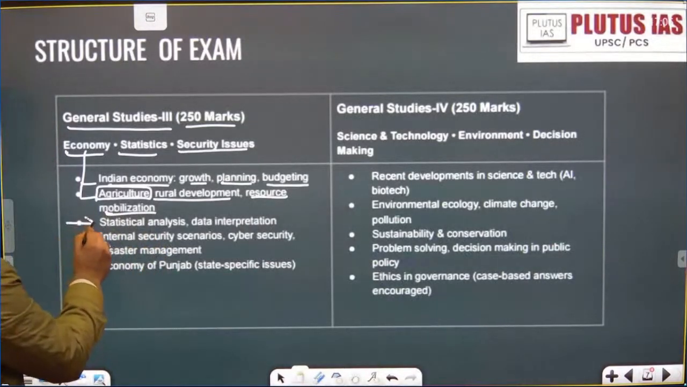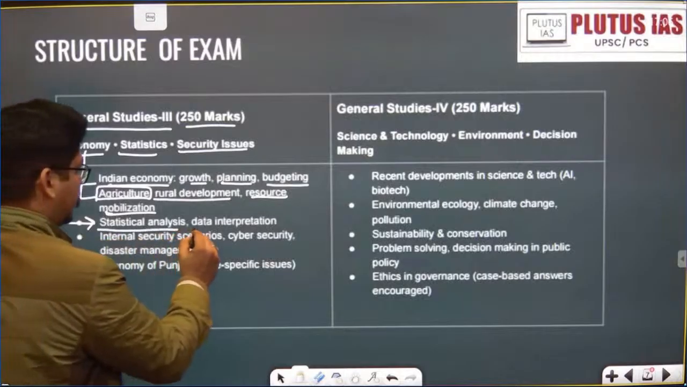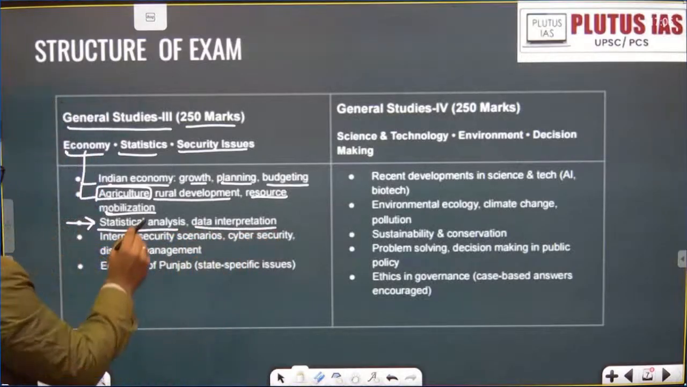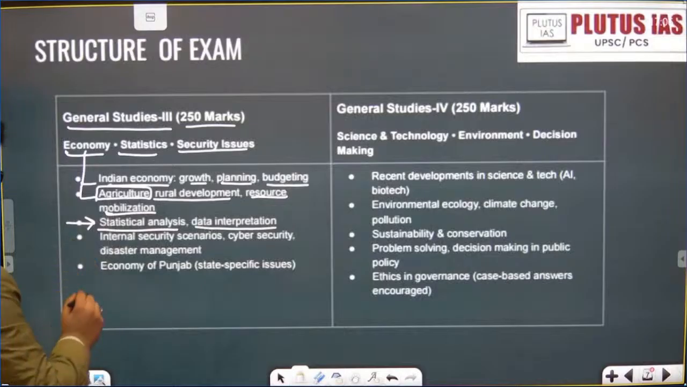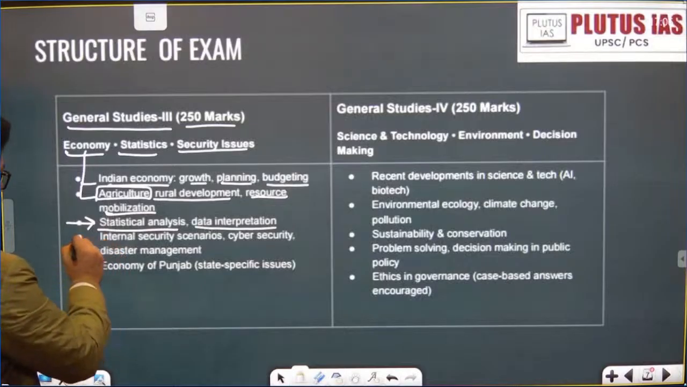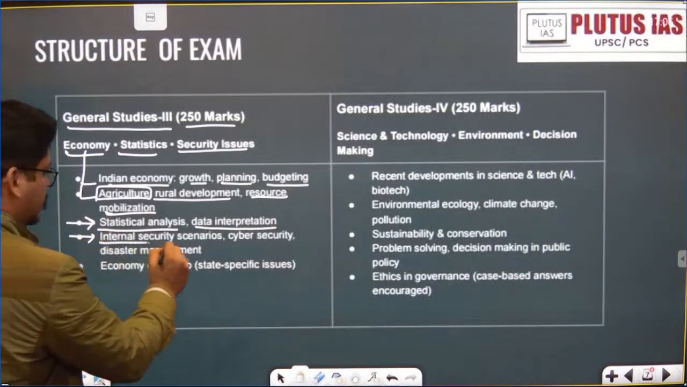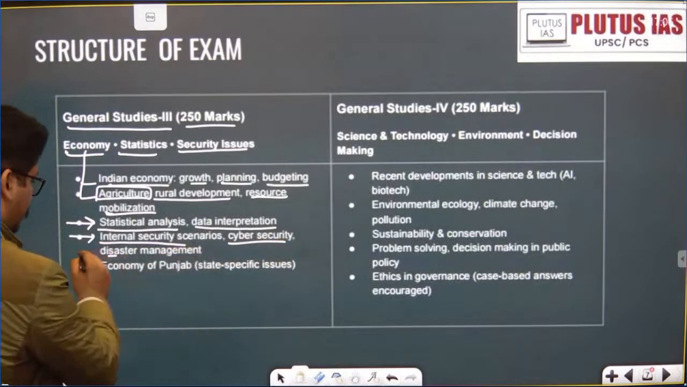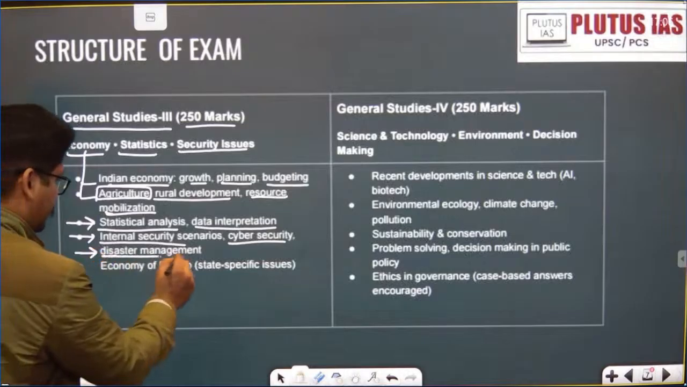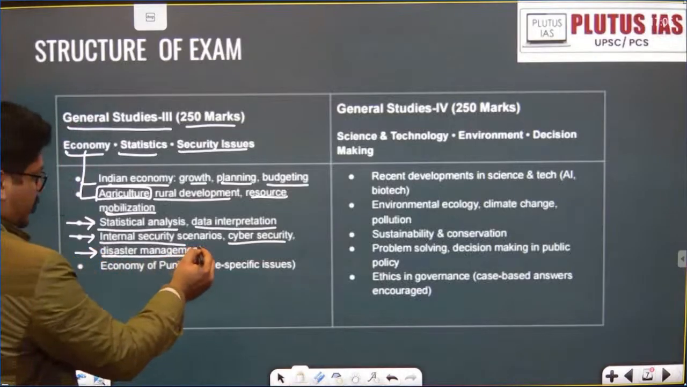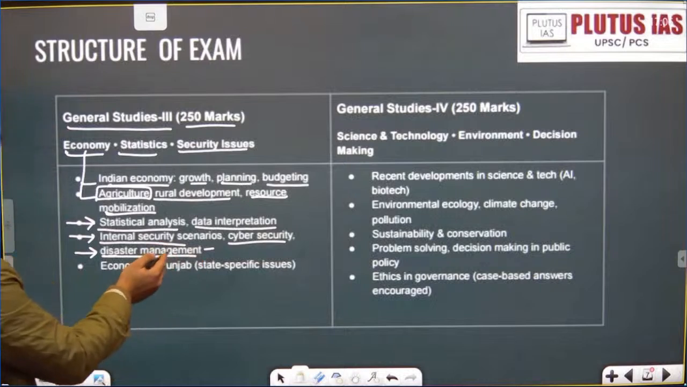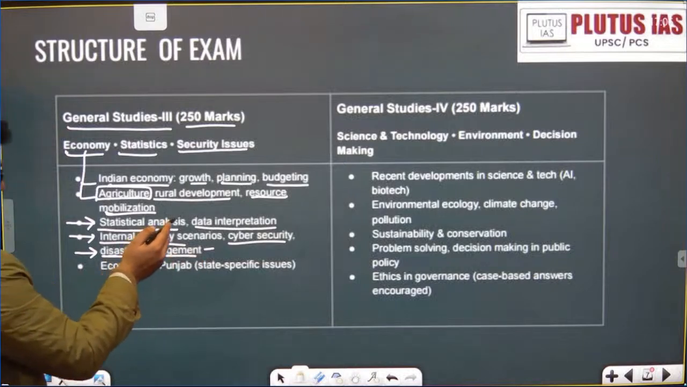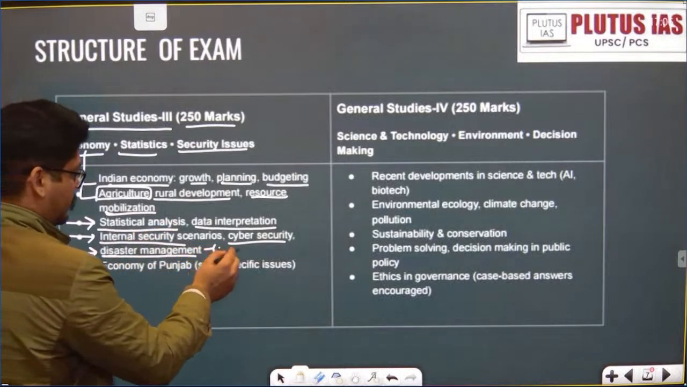Special mention to this topic, statistical analysis and data interpretation. This is something new. This is something different from your UPSC studies. Then third topic, internal security scenarios, which include cyber security. Then another major topic is disaster management. A tip, please focus on this because Punjab suffered major floods this year.